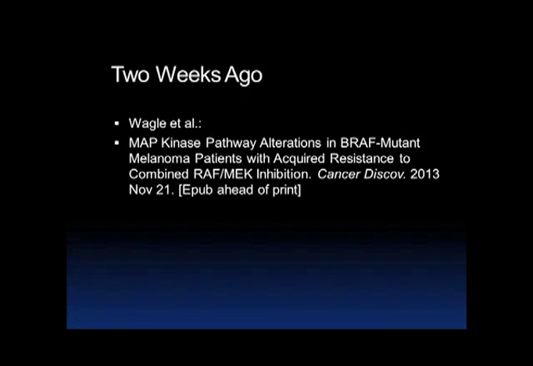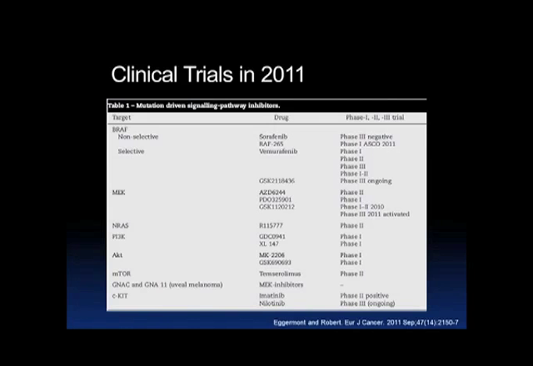Showed that MAP kinase pathway alterations in BRAF mutant melanoma patients with acquired resistance to combined RAF-MEK inhibition. So even if you combine those two, you still can develop further disease in the end.